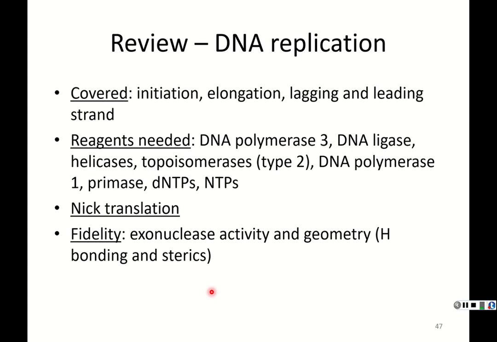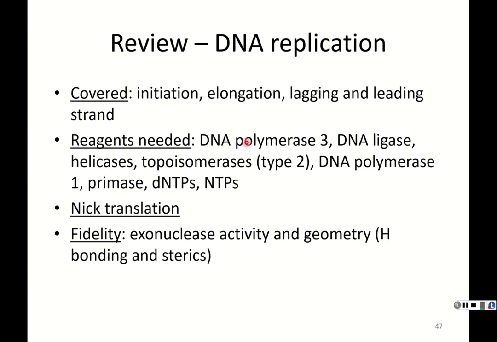So reviewing DNA replication, there's initiation, elongation, and termination. What we've covered so far is the initiation and elongation, both the lagging and leading strand. Okay, reagents that you need for this: you need the DNA polymerases, you need DNA ligase.